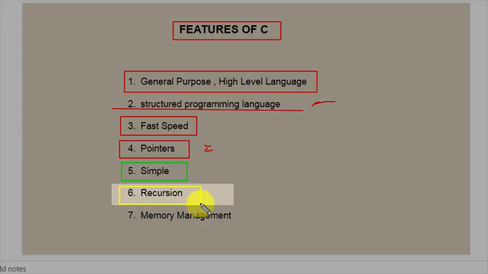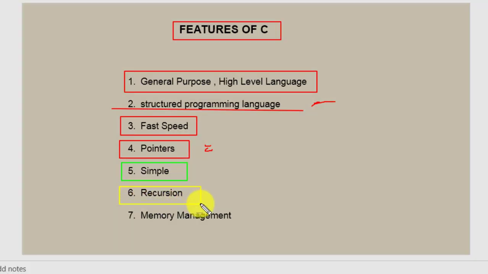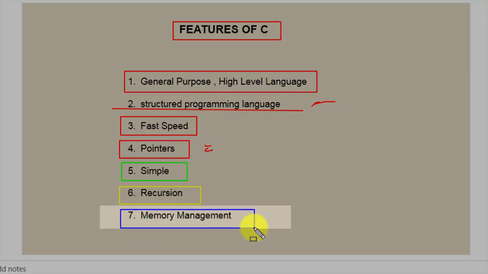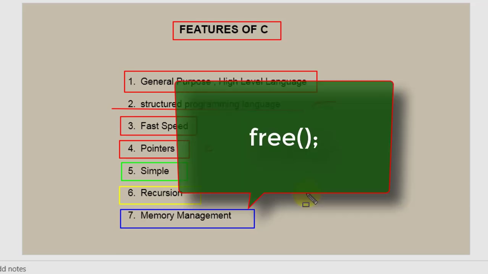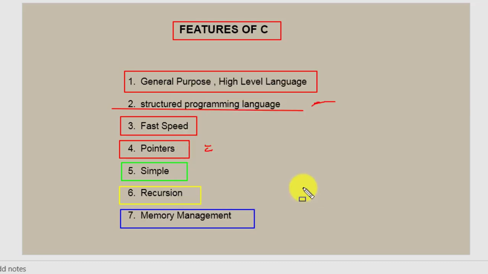Next is recursion. We can perform recursive actions in C very easily. We can call a function within another function. Next is memory management. We can dynamically allocate memory in C, and also can deallocate any time by using the free function present in C language. So using C we can effectively manage the memory. Okay, these are the features of C.